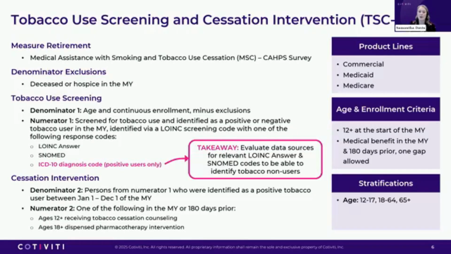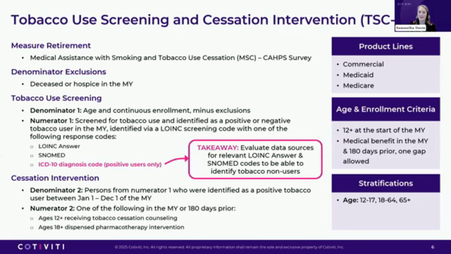We recommend evaluating your current EHR data sources for the proposed LOINC answer and SNOMED codes to be able to identify tobacco non-users, as without those codes, you may only be able to calculate screening compliance for tobacco users. NCQA is specifically requesting feedback on the adequacy of the value sets for comment.